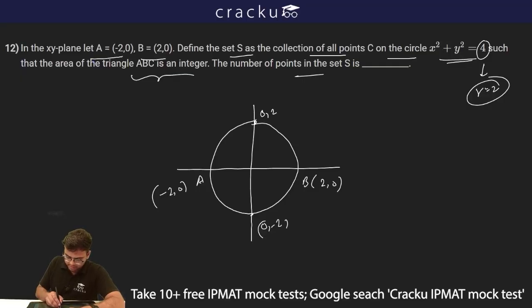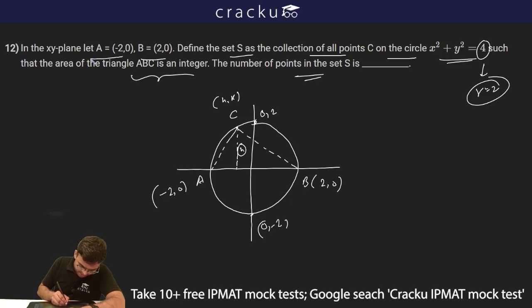So the number of points in the set S is, so basically we have to find out the area of triangle ABC to be an integer, and C should lie on the circle x square plus y square is equal to 4. Let's say C is this point, and this is my triangle ABC, so what will happen? This is my height. Let's say this point is h comma k. So this will be k.